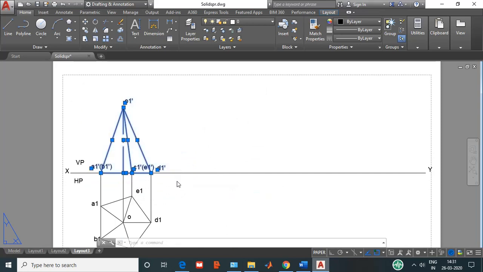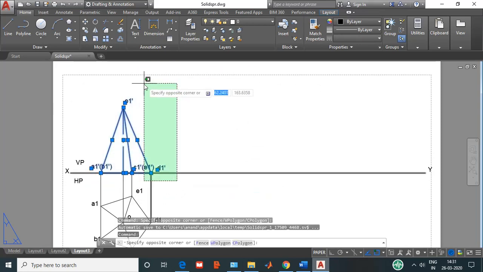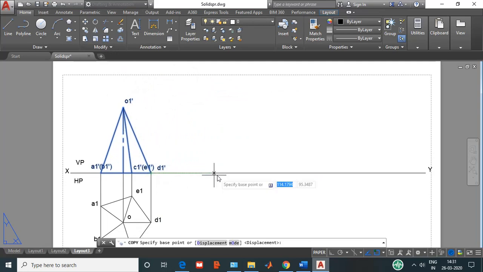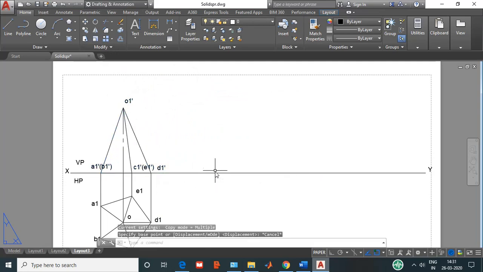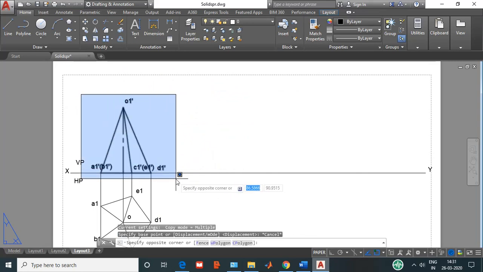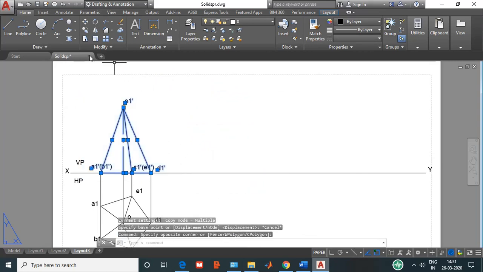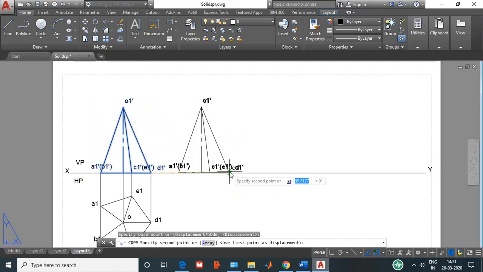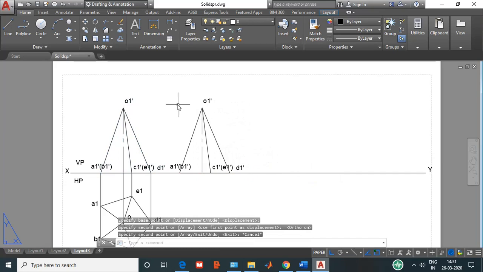So I'll just copy this. Okay, it didn't get copied. Select, copy from this particular point. Keep the ortho on so that it moves along the xy line. I will place it here. Now I'll select this again and switch off the ortho.